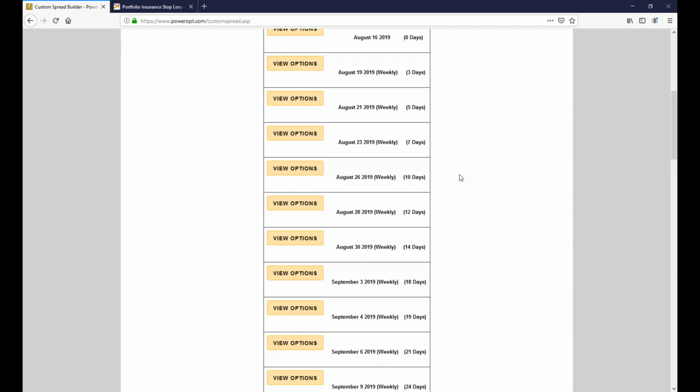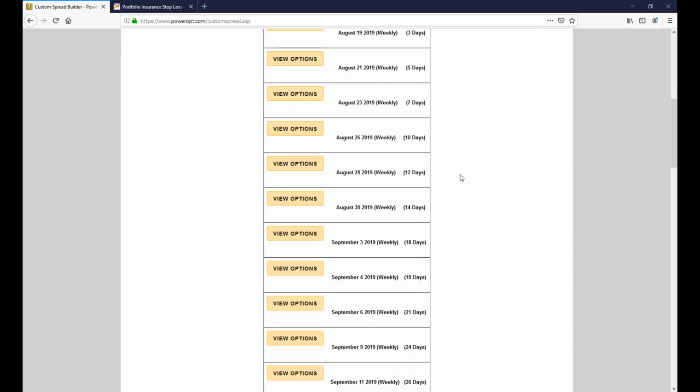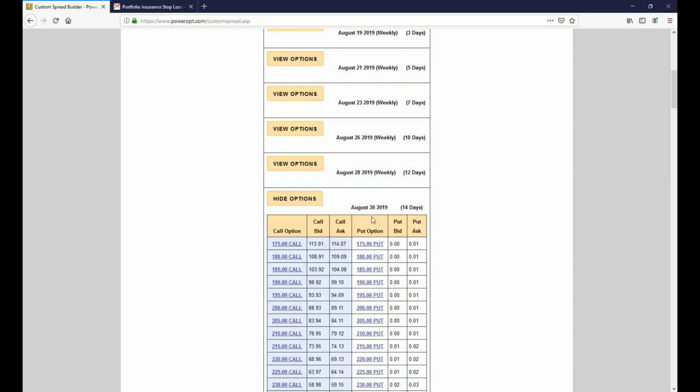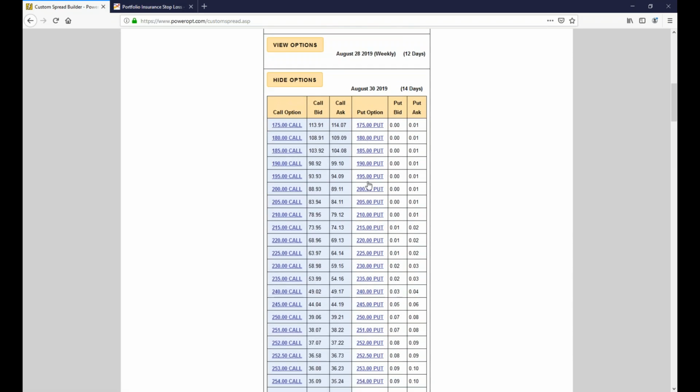So let's just take a look at the structure. One week out would be the 23rd, of course, two weeks out would be the 30th. All right, so let's go to the 30th, 14 days away from today. We'll start there. I might go further out in time, and I'll explain why in a moment. But let's just take a look at the put options that are available.